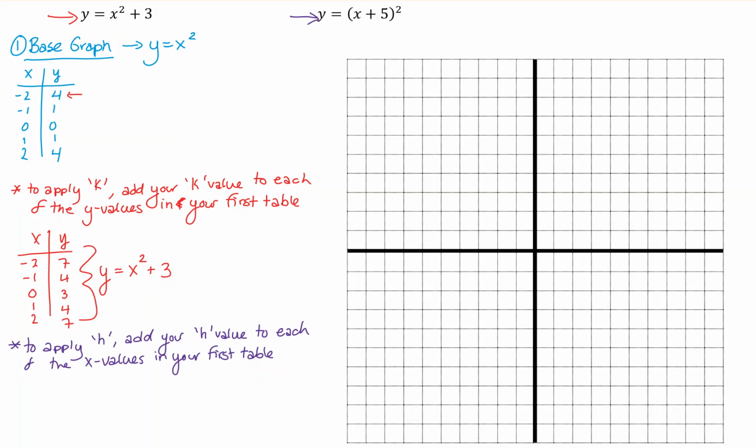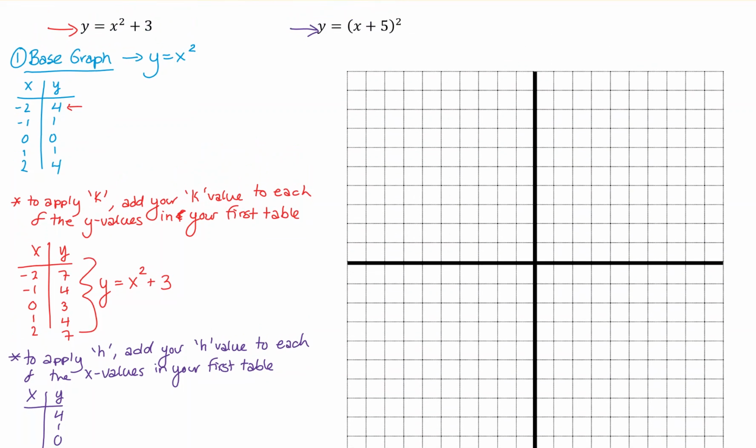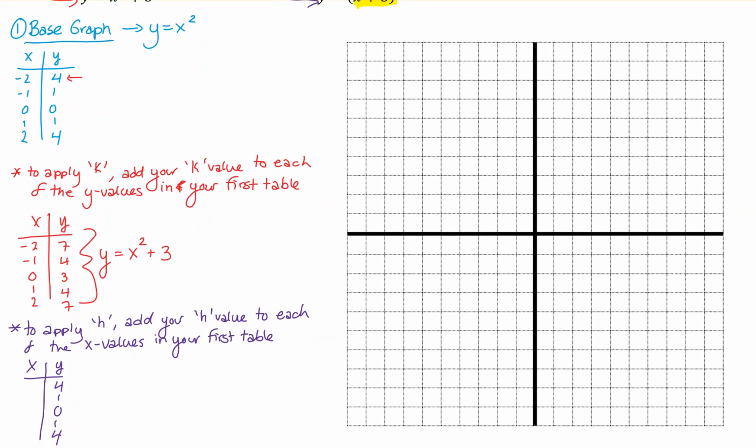Okay, because this is a translation left and right, we are moving along our x-axis. That's why we're going to have a change in x, and we're going to add that value to our x values. So in this case, we can keep all those y values from our original table the same, and we're just going to be changing our x values. Now remember that h is always opposite as it appears in the brackets. Here it is plus 5. However, our actual h value isn't positive 5. Our h value is negative 5. It's opposite.